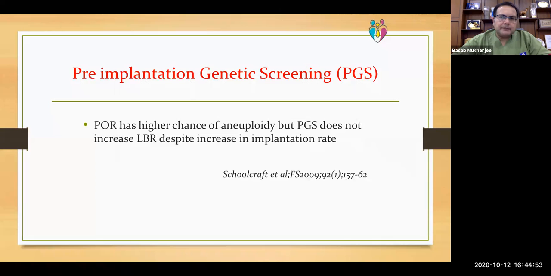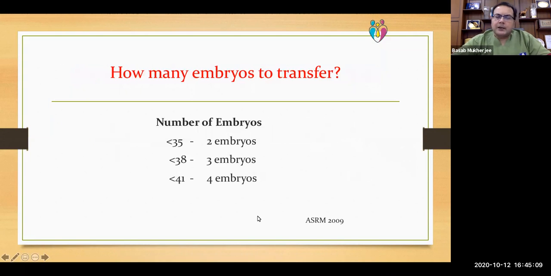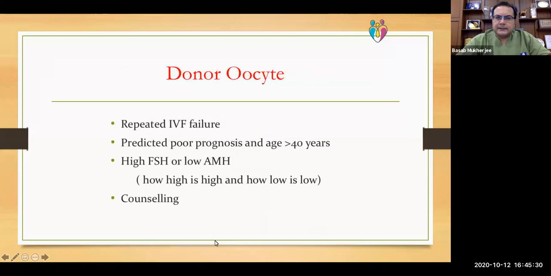Pre-implantation genetic screening, PGS: poor ovarian reserve has a higher chance of aneuploidy, but PGS does not increase the live birth rate despite an increase in implantation rates. So the live birth rate remains ultimately the same, as seen in this study. And how many embryos to transfer? The general tendency would be to transfer more for an elderly woman, so some ASRM guidelines in 2009 say 2 embryos under 30, under 35 it is 2, under 38 it is 3, under 41 it is 4. But again, there are a lot of guidelines on single embryo transfer also, in an Indian context.